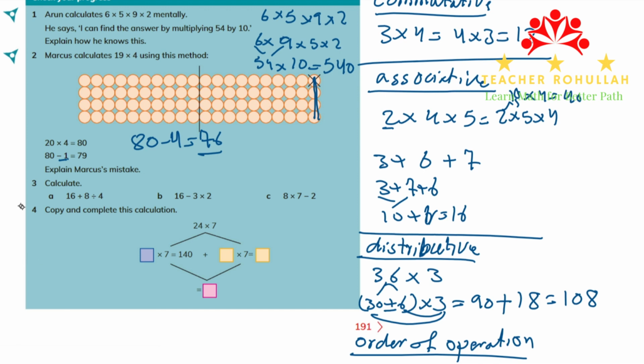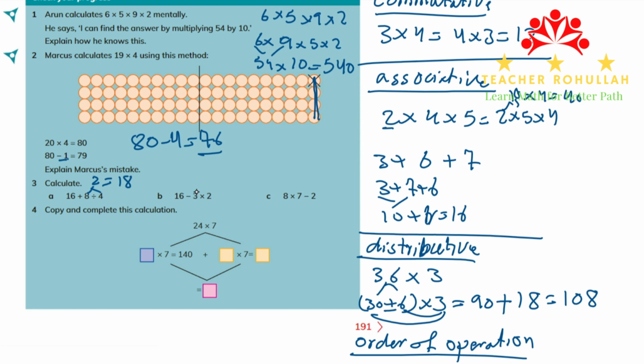In question 3, it says calculate. Here we have to follow the rule of order of operation. We have to do the multiplication and division first, and then the addition and subtraction. So because here we have division, we have to divide 8 by 4 and then add it to 6, and then add it to 16. 8 divided by 4 is 2, and 16 plus 2 is equal to 18.